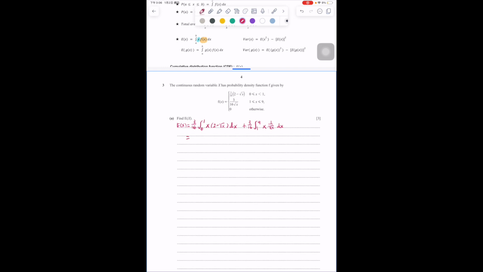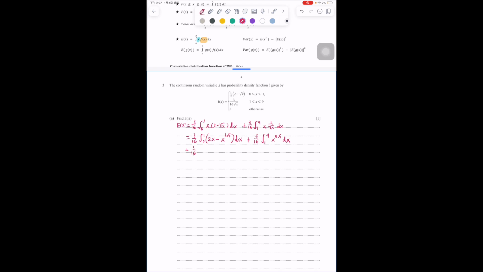And we can do some simplification to make it look easier. So this time we can multiply x by x to the power of 0.5. We have 1 plus 0.5, which is 1.5, dx, plus 3/16. Again, we have x, and then this time we have 1 minus 0.5, so we have 0.5 as our index, dx. So we can do the integration now.